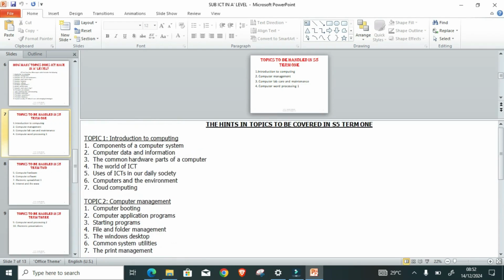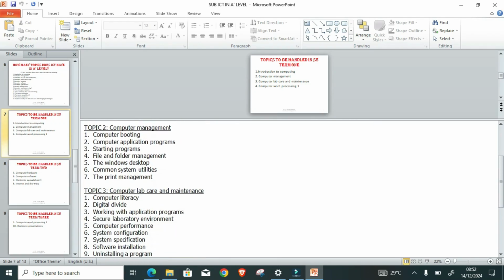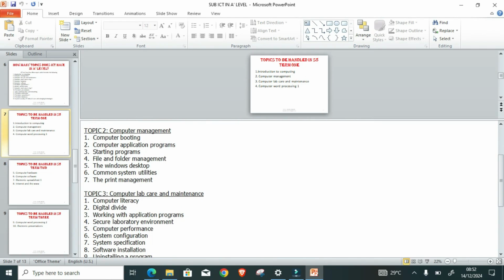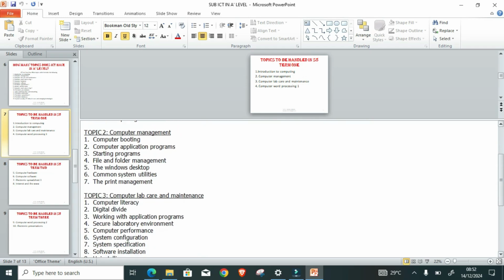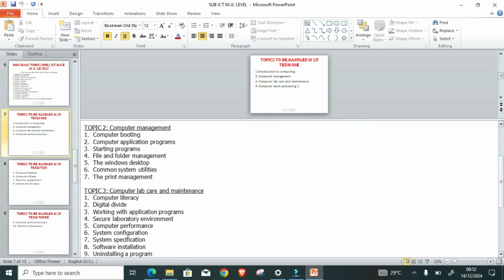So now I'm giving you this outline. You're supposed to just go and be doing research in them. Then we have topic 2. Remember, this is the Senior 5 Term 1. You are having 4 topics. So the second topic that you are meant to cover is called computer management.